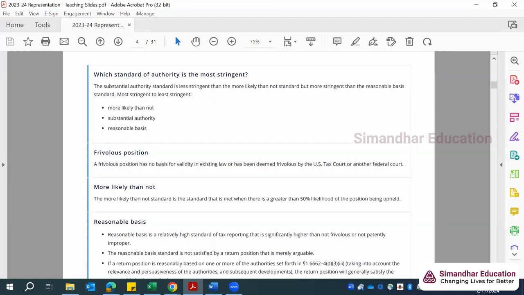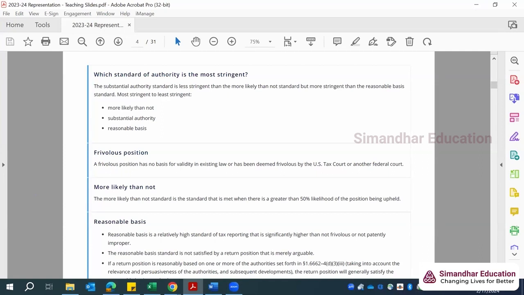That means your position will be honored. Okay. And the most stringent standard that we have is the more likely than not standard. So more likely than not standard means that you have to base your position in a way that if you are being questioned tomorrow by the court of law, there is more than 50% chance. There is greater than 50% chance that your position will be upheld in the court of law.